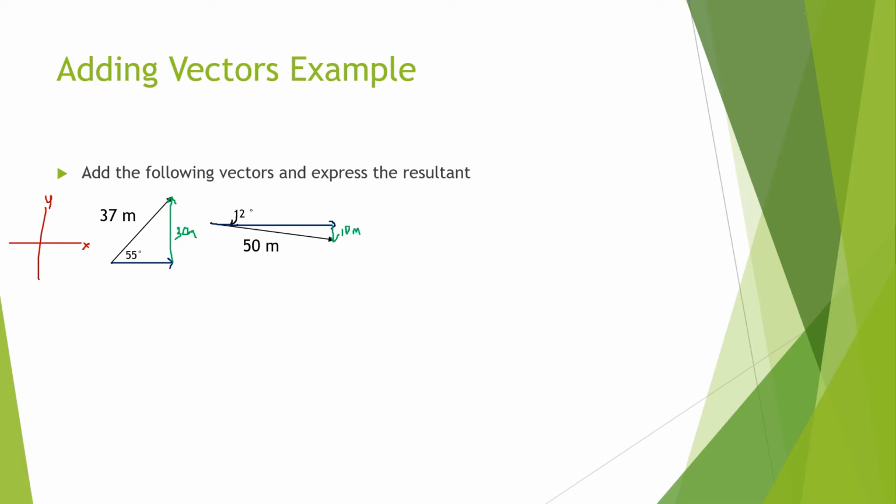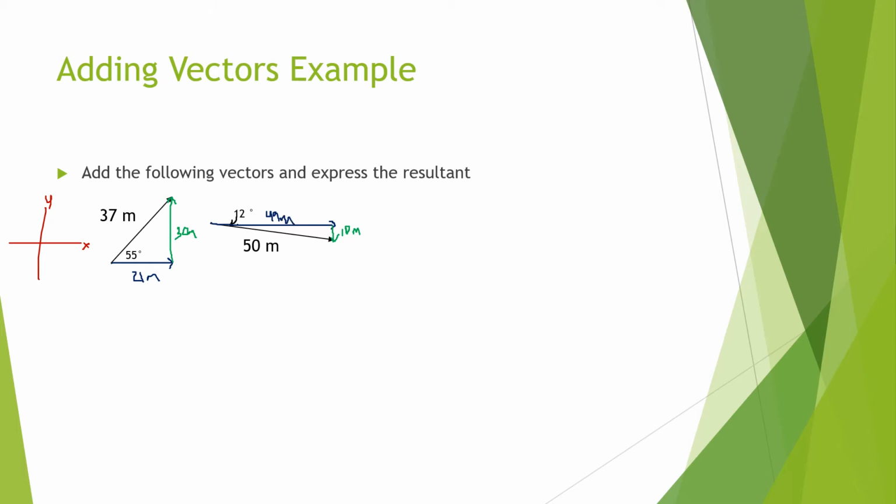And then I do the same thing for the cosine component. 37 cosine 55 gives me 21 meters, and 50 cosine 12 gives me 49 meters.